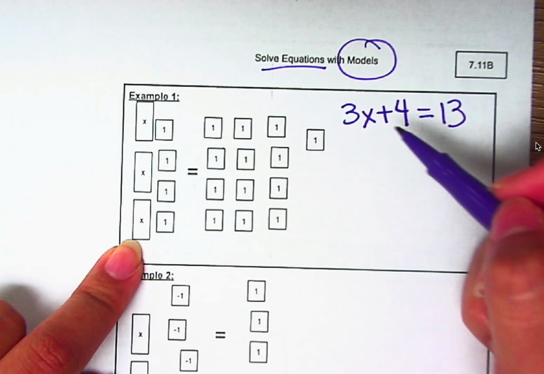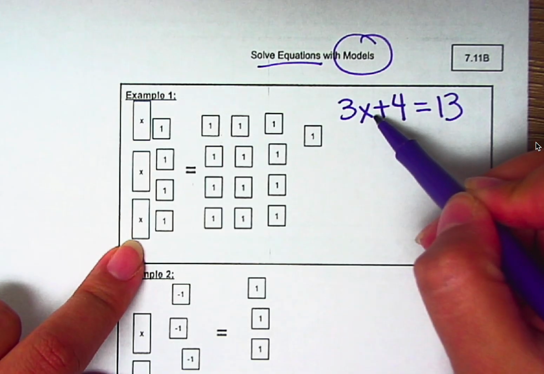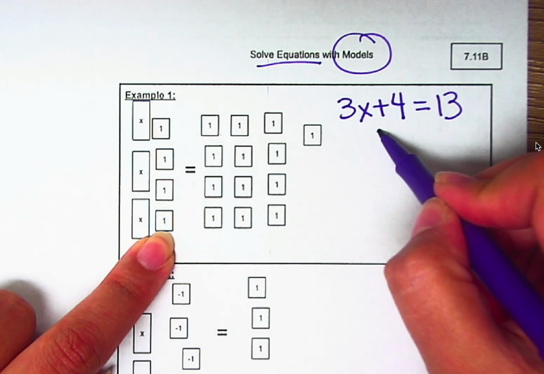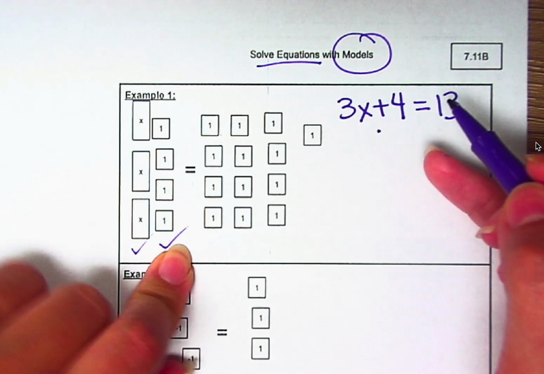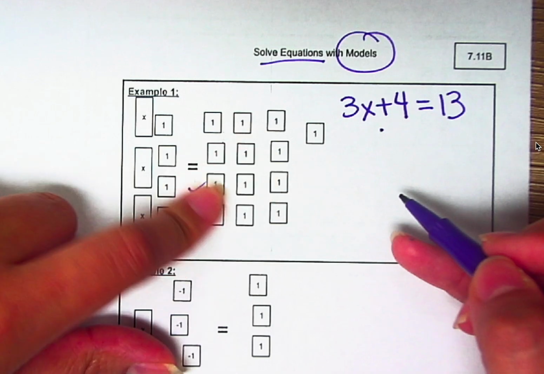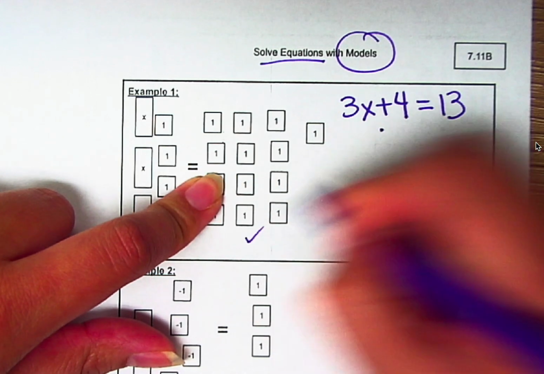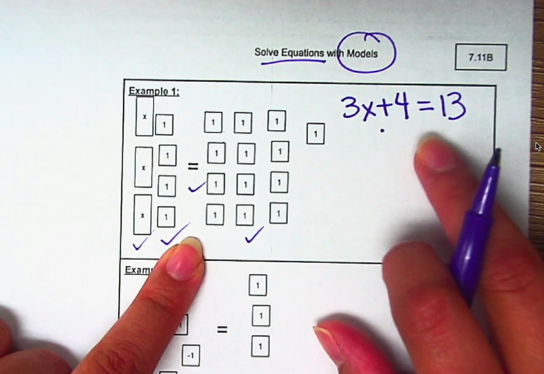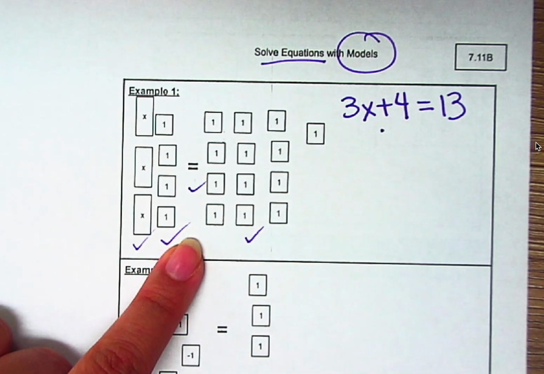So we can just check this real quick. We have 3 x's, check. We have 4 ones, they're positive, so check. We got an equal sign. And we have 13 boxes here, right? So we're going to put a check, okay? So our picture matches our equation. Now we can solve the equation.